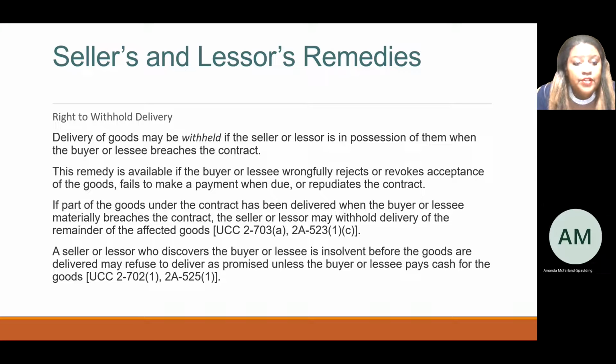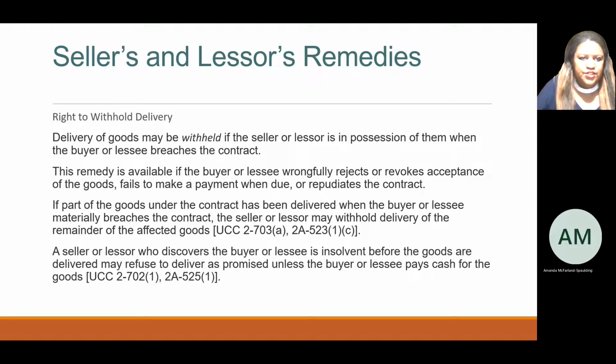So if the buyer and seller have an ongoing agreement to ship wine to a restaurant, all that the restaurant needs to purchase is being shipped from a lovely vineyard in California. But the restaurant files for bankruptcy. The vineyard does not have to keep shipping tens of thousands of dollars worth of wine to a restaurant if they find out the restaurant has filed for bankruptcy. They can refuse to deliver unless the buyer is willing to pay cash. So that's a UCC rule, 2-702.